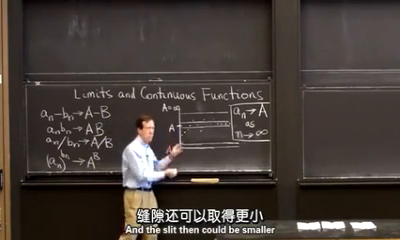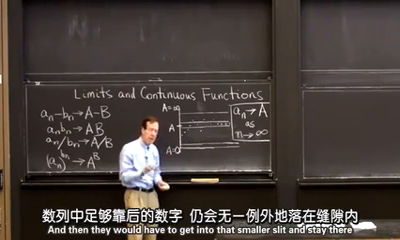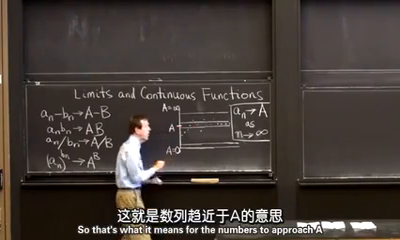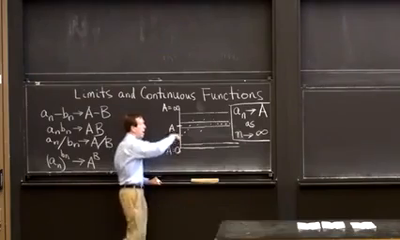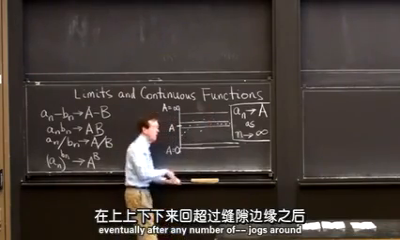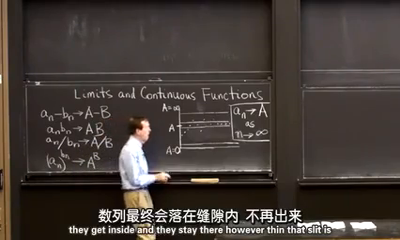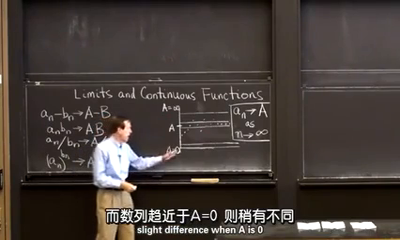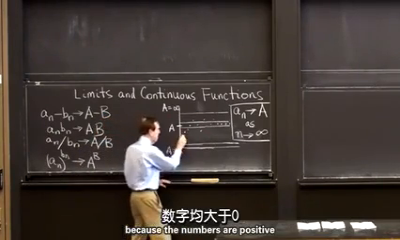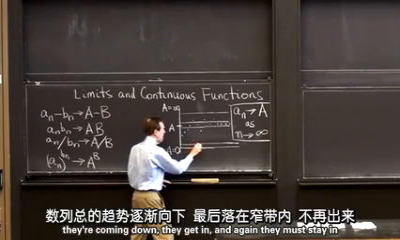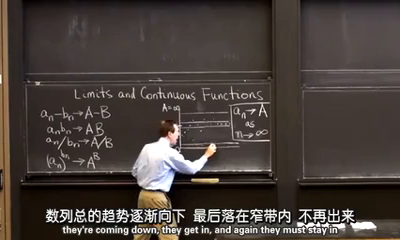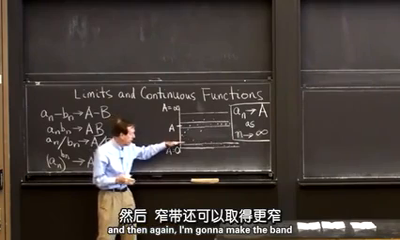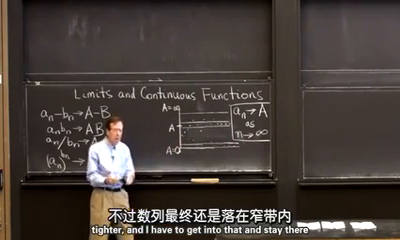And the slit then could be smaller. And then they would have to get into that smaller slit and stay there. So that's what it means for the numbers to approach A, that eventually after any number of jogs around, they get inside and they stay there however thin that slit is. A slight difference when A is 0, because the numbers are positive, they're coming down, they get in, and again, they must stay in, and then, again, I'm going to make the band tighter, and they have to get into that and stay there.